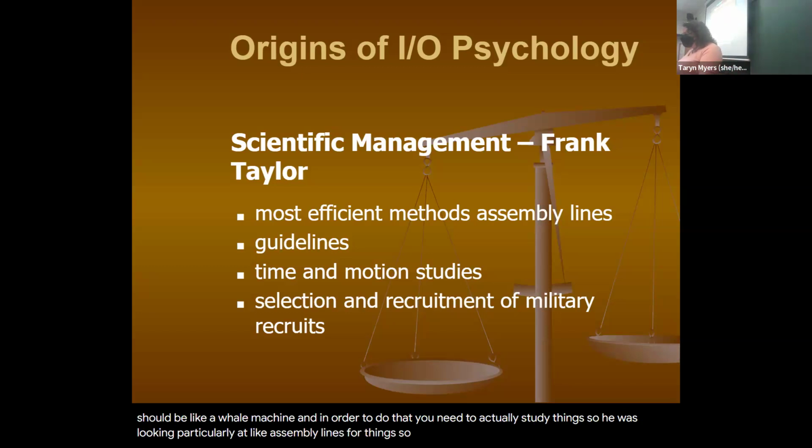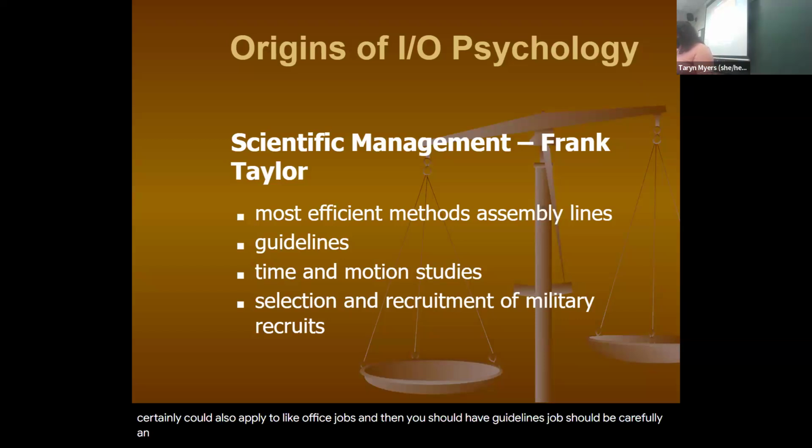So you want to determine the most efficient methods for performing any work-related tasks. Although he was interested in assembly lines, this certainly could also apply to office jobs. And then you should have guidelines. Jobs should be carefully analyzed to identify the optimal way to perform them. So the first one is, analyze the job. How do you do it well?